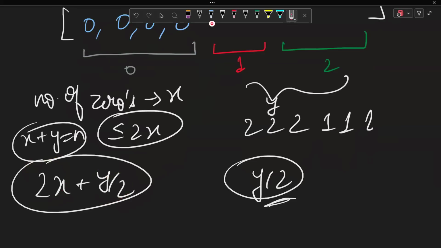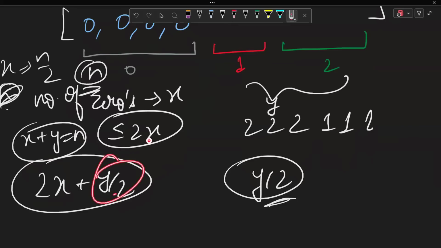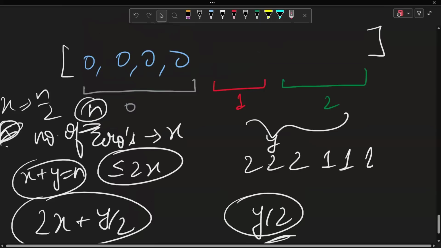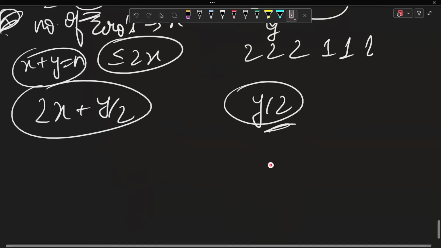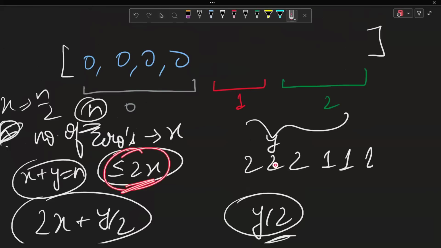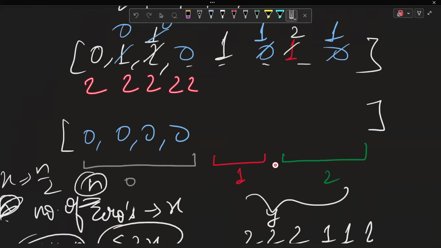Now you would say that if this x is n by 2, then 2x would have n number of operations, and then this y by 2 would have some extra operations, so that may exceed n. But I'll tell you that this would not exceed n. I can give you a rough proof of why this does not exceed n. If you think of the worst case, what can happen? Okay, when do we have 2x? It is when there are no zeros and all of them at initial positions are 2. Okay, that would be the worst case.